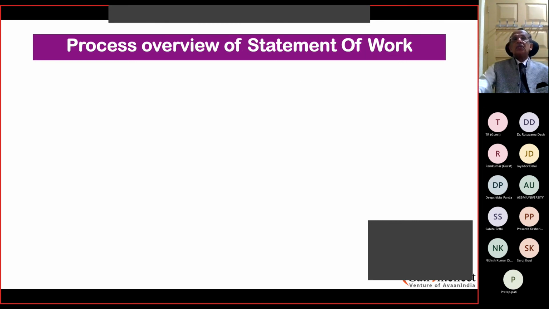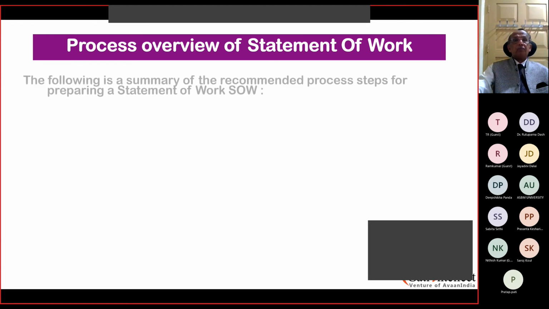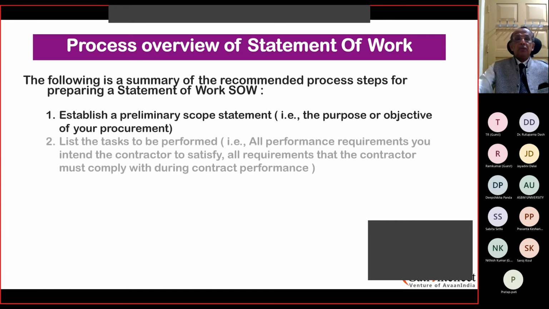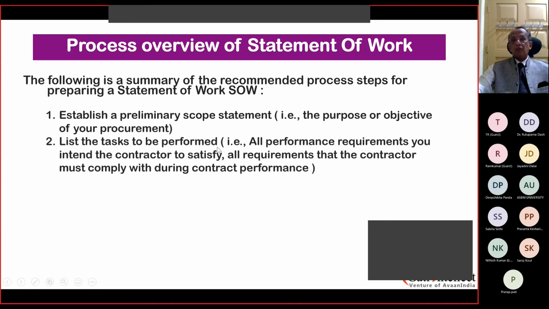This is the process overview of statement of work. This is what you will understand better. Let's see what are the processes involved. Establish a preliminary scope of statement, the purpose or the objective of your procurement. This is number one: what is the objective? Number two, list the tasks to be performed.